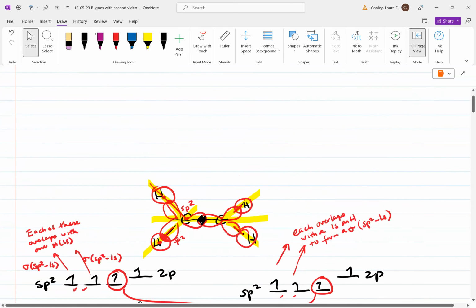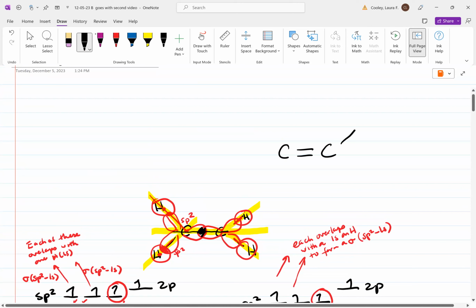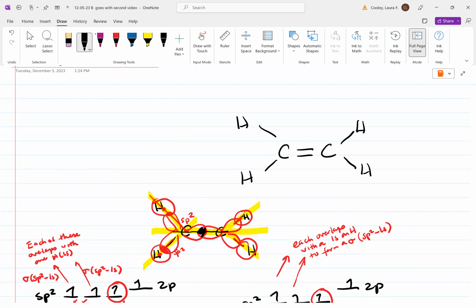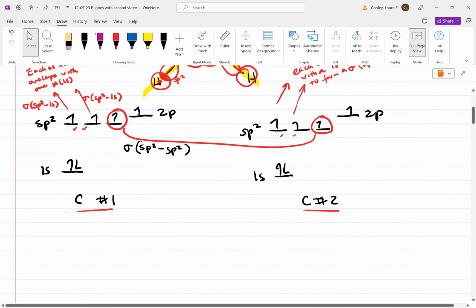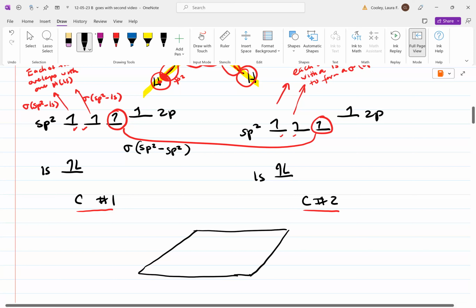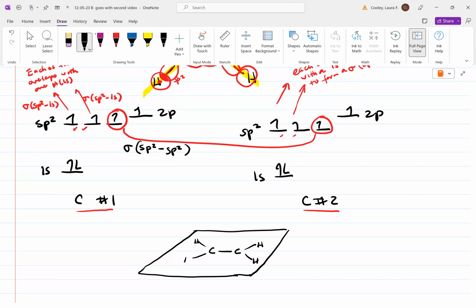Because remember, this is a trigonal planar structure at each carbon. So all these angles are 120 degrees. And this is a flat molecule. It's all in the plane. So here's a plane, flat surface, and you've got your sigma bonding here in the plane.